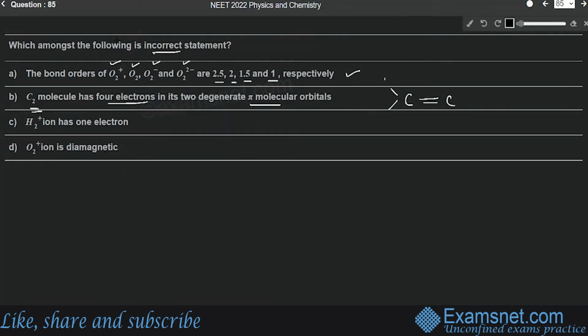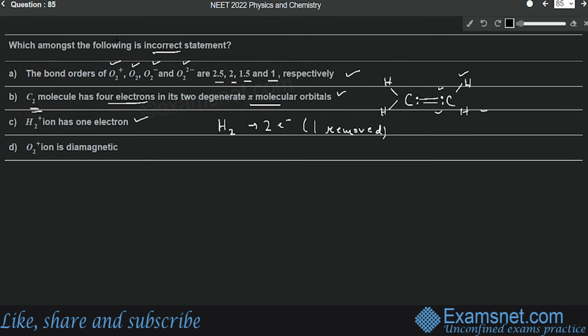See, 2 electrons will be there on this side and 2 electrons on this side for each carbon. So 2 electrons from this carbon and 2 electrons from this carbon, so total 4 electrons. Okay, so this is also a correct statement. Now the third statement is H2 plus ion has 1 electron. So we know that H2 means 2 electrons. Now 1 plus means 1 electron removed. So 1 removed, how many left? Only 1 electron left. So this is also a correct statement.